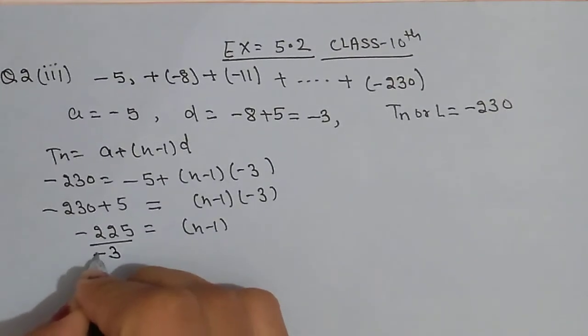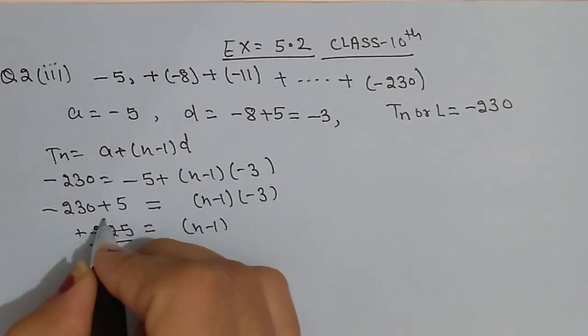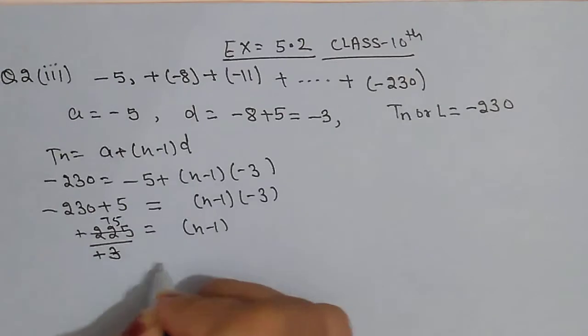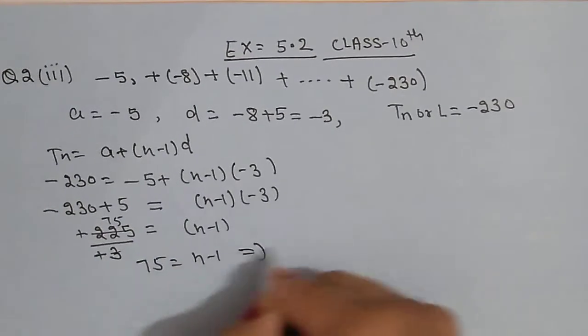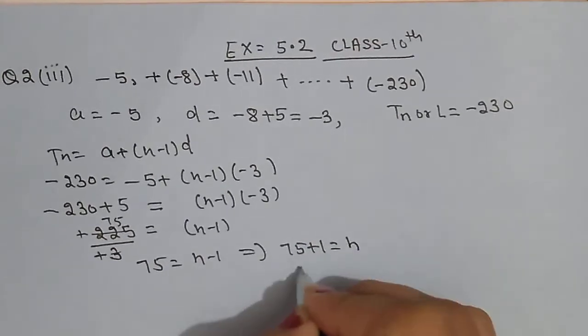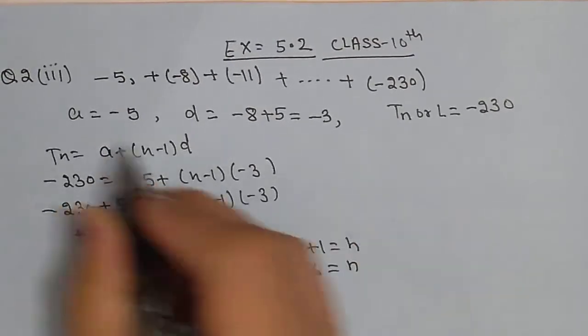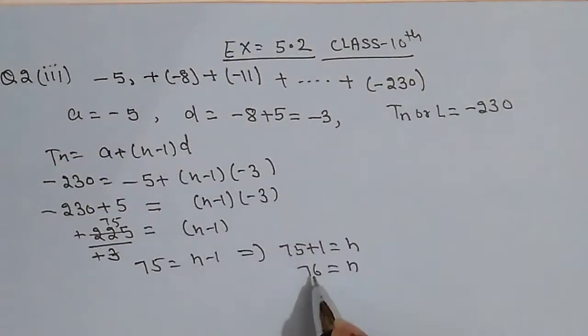when you divide by this, minus 2 minus cancel out, that became 3 7 21, 3 5 15, it means 75 is equal to n minus 1. When we solve it, 75 plus 1 is equal to n, 76 is equal to n. It means from minus 5 to minus 230, the total number of terms is 76.